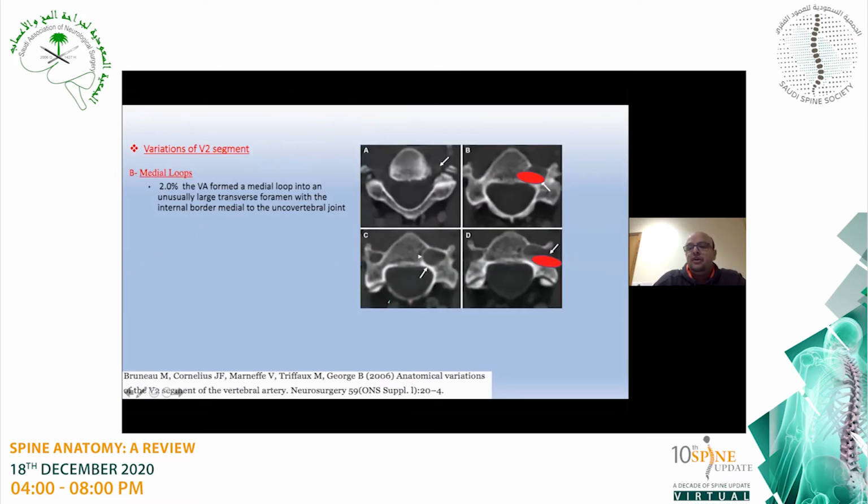There is an interesting intraosseous variation. We call it the medial loops. This is described in the same study of a Western population. In this case, this is at the C5 level. The foramen is really wide, so the vertebral artery takes a medial loop at the lower level of the foramen before it goes laterally. This loop can come just at the medial edge of the longus colli muscle, and it can be easily injured during anterior exposure.